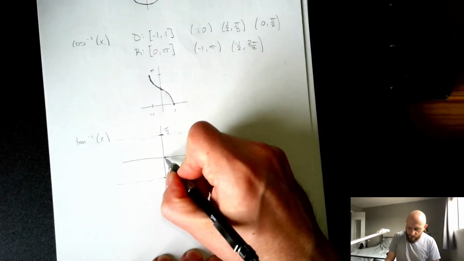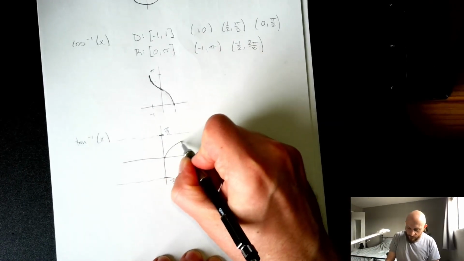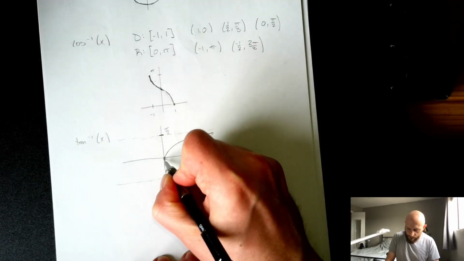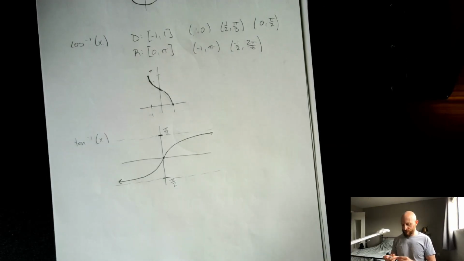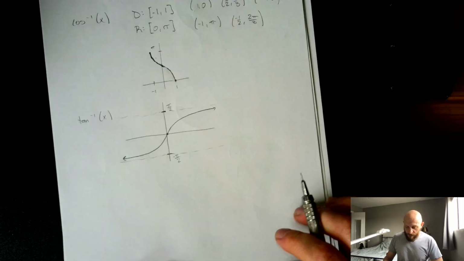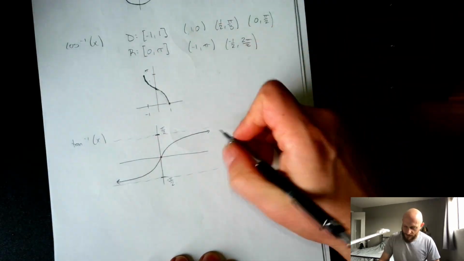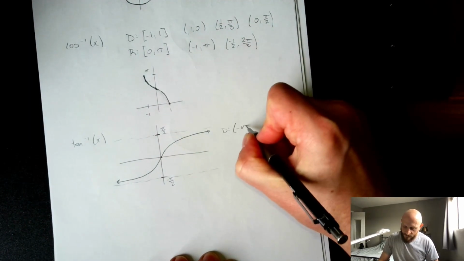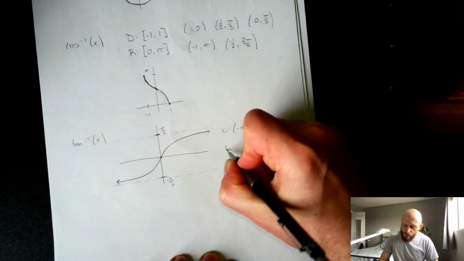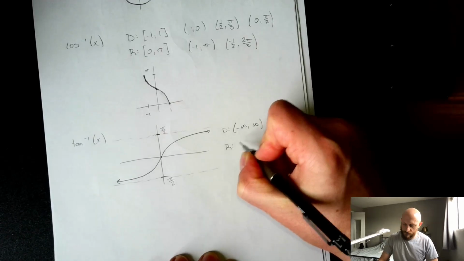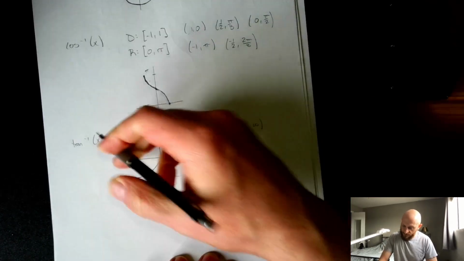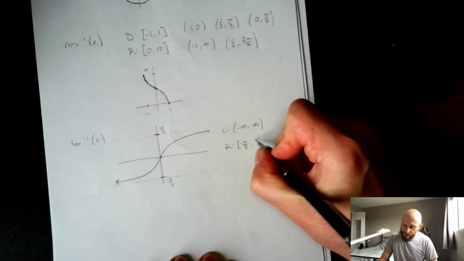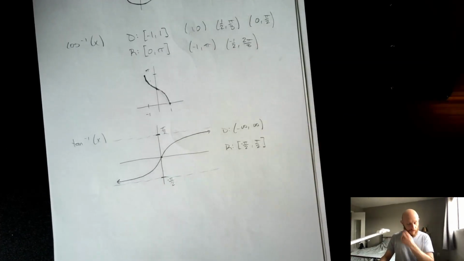And then tangent goes through 0. It's going to do something like this. Tangent inverse. Oh, right. So the domain of this thing is all real numbers. Why? Because the range of tangent is all real numbers. The range of tangent inverse is negative pi over 2 to positive pi over 2. So again, you have to restrict the domain of tangent in order to get the inverse.